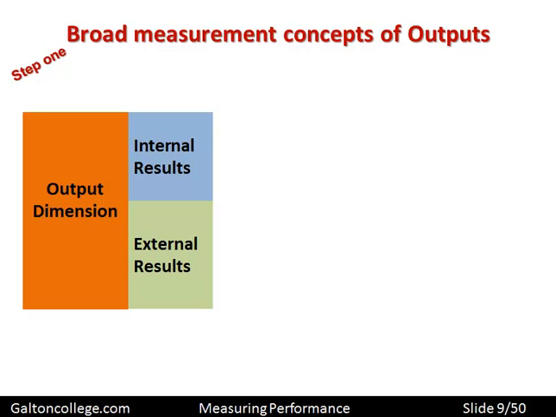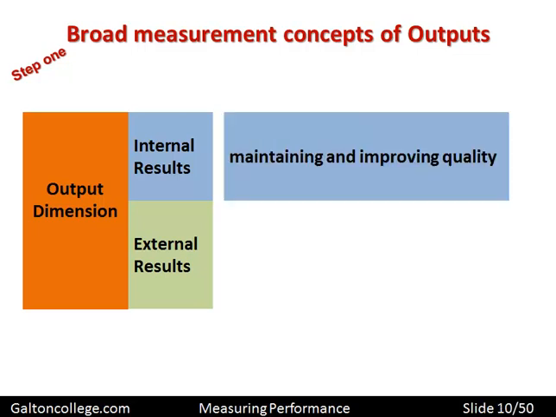The output dimensions, well, we can break the output dimensions into internal results and external results. So we can imagine output as in two parts, internal and external. Let's look at the internal results. This could be something like maintaining and improving quality. That's an output dimension. So to what extent is the business maintaining and improving its quality?